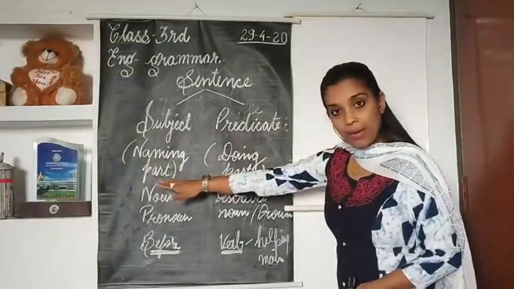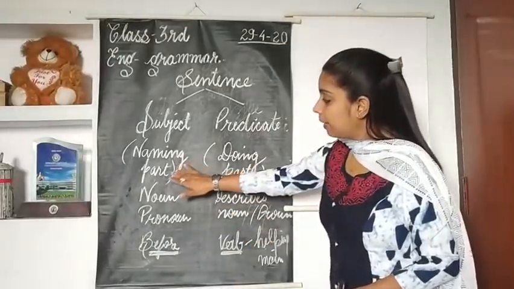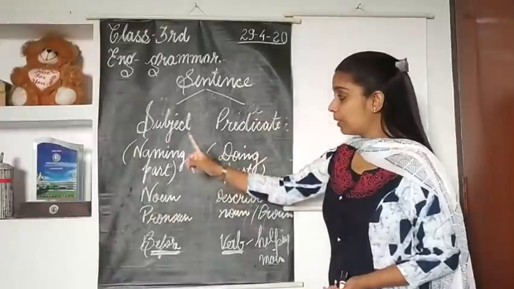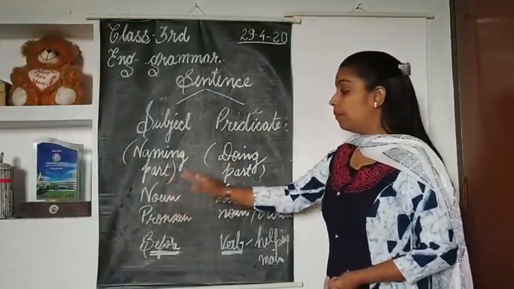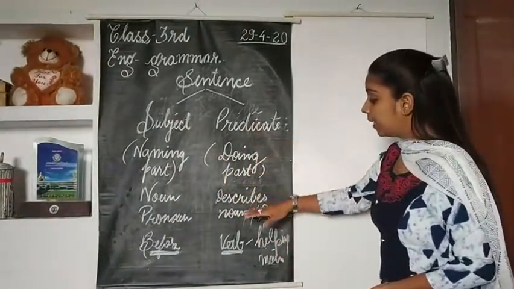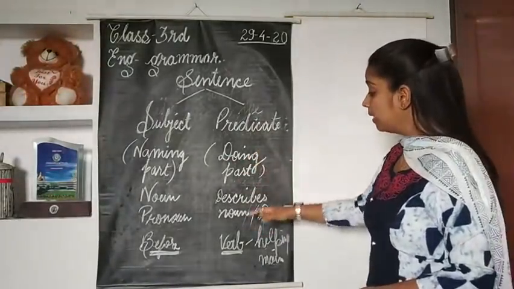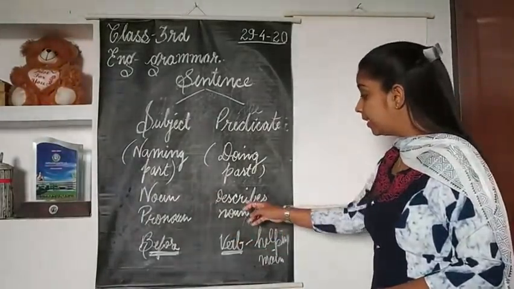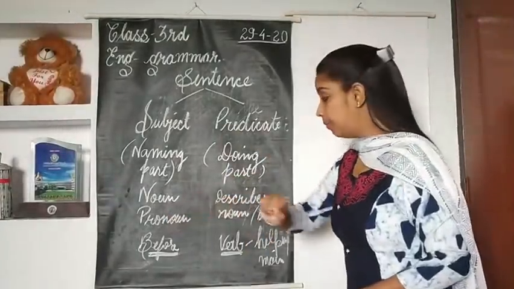Subject is the naming part in a sentence. Predicate is the doing part in a sentence. Naming part comprises of noun or pronoun. Always remember, children, that subject is either noun or pronoun: person, place, animal, thing. And what does the predicate part do? Doing part means it describes the noun or pronoun in a sentence. It tells something about the subject.